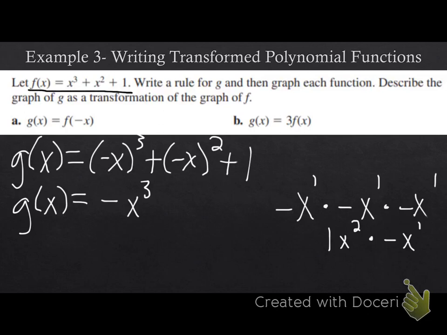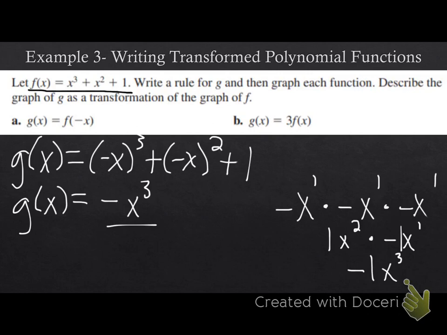Is everyone okay with that? Simplified so far. Now I have 1x squared times negative 1x. So what's 1 times negative 1? Negative 1. Now I have x squared times x to the first. What's 2 plus 1? 3. So I get negative 1x to the third, or negative x to the third. We okay with that? Okay. Plus negative x squared.